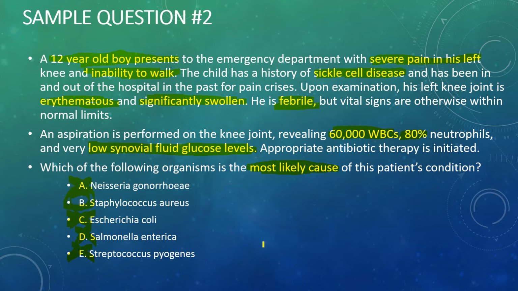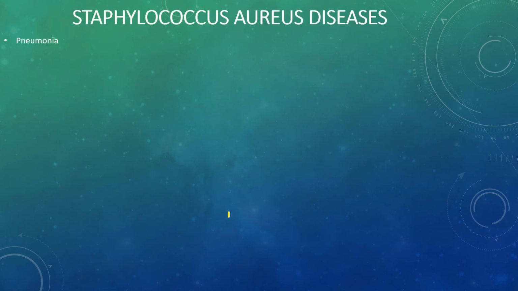So don't get trapped. If we have a sickle cell patient with osteomyelitis, the most common cause is Salmonella. But if it's septic arthritis, the most common cause is Staph. Let's talk about some more Staphylococcus aureus diseases. So next one is pneumonia. So Staph aureus can cause a pretty severe pneumonia.